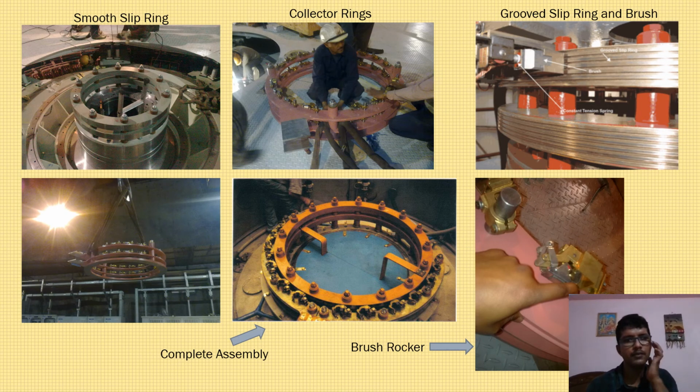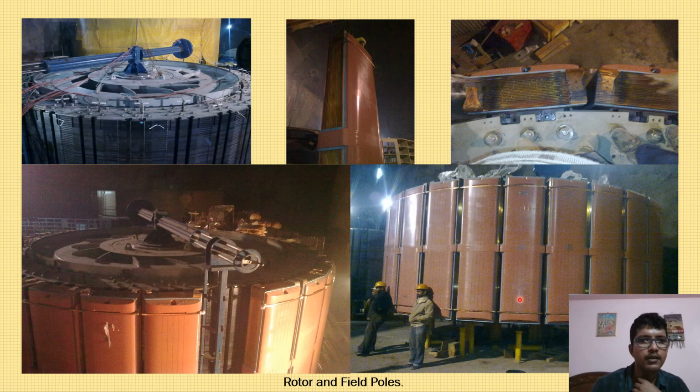So these are some diagrams of the hydrogenerator aspects related to the excitation system, in fact. And this is the smooth sleeve rings, collector rings with brush rocker, carbon brush, groove sleeve rings. And this is the brush rocker close-in view. This is the complete assembly of the field poles. This one is the individual field pole.